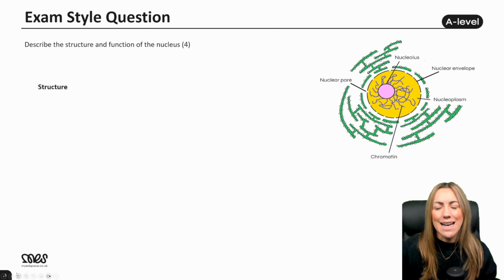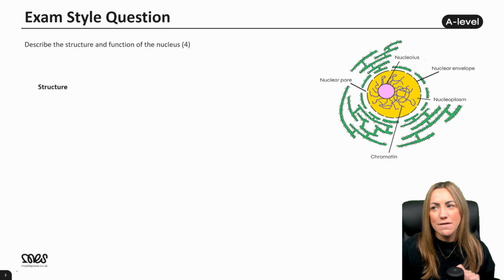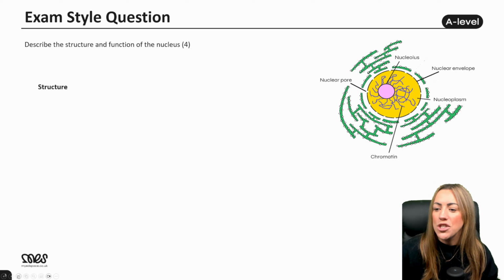So we're going to use this exam question to think about structure and function. It was 4 marks, describe the structure and function of the nucleus. So straightforward AO1, should be able to get all 4 marks, but very few students did. So let's see how you would do.